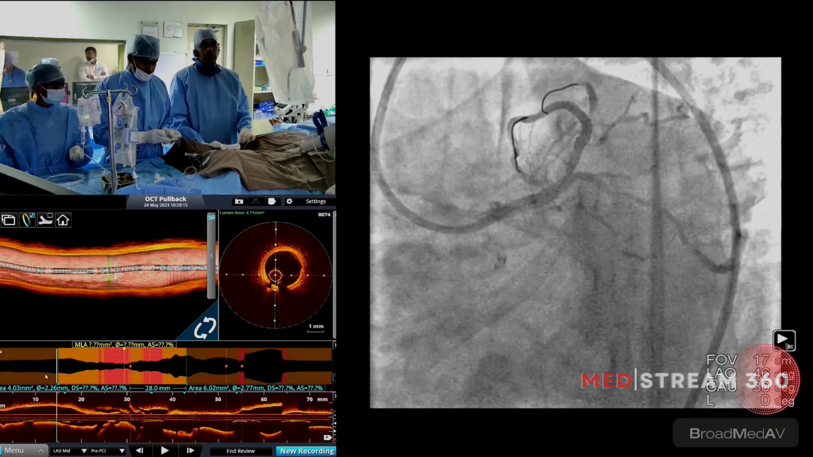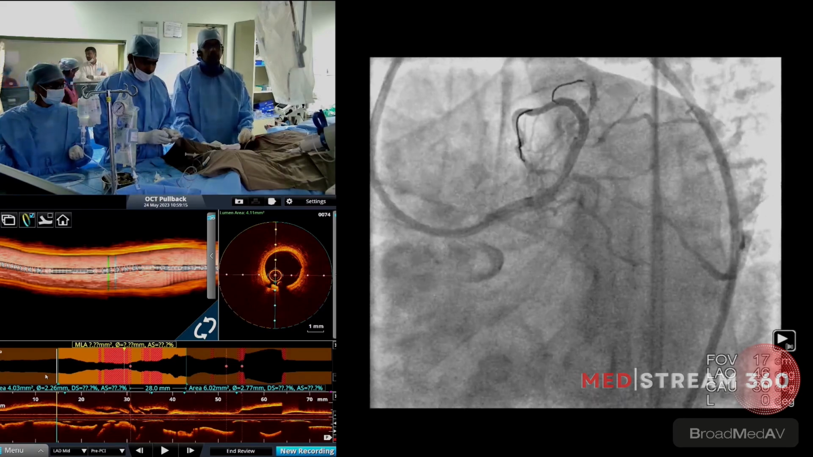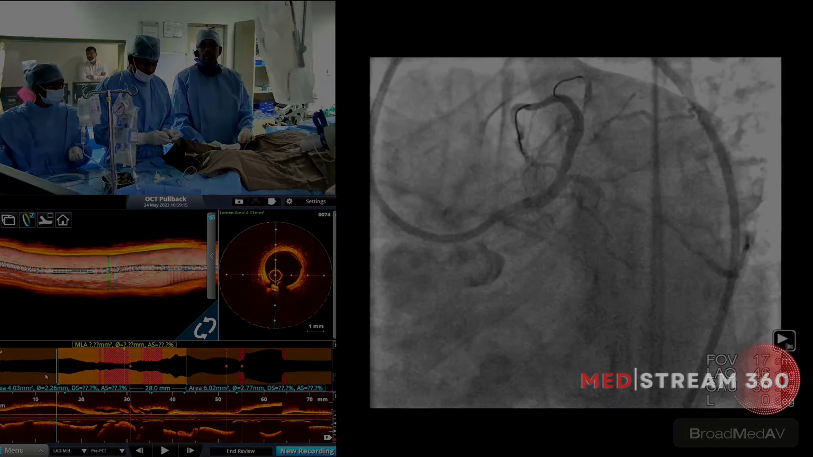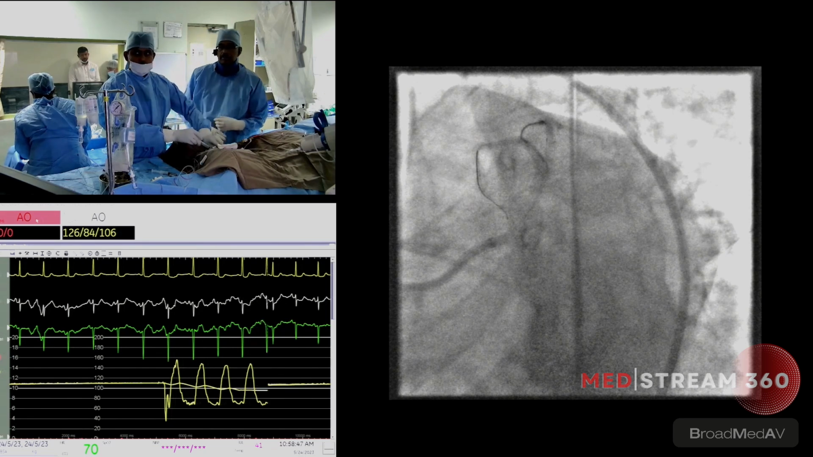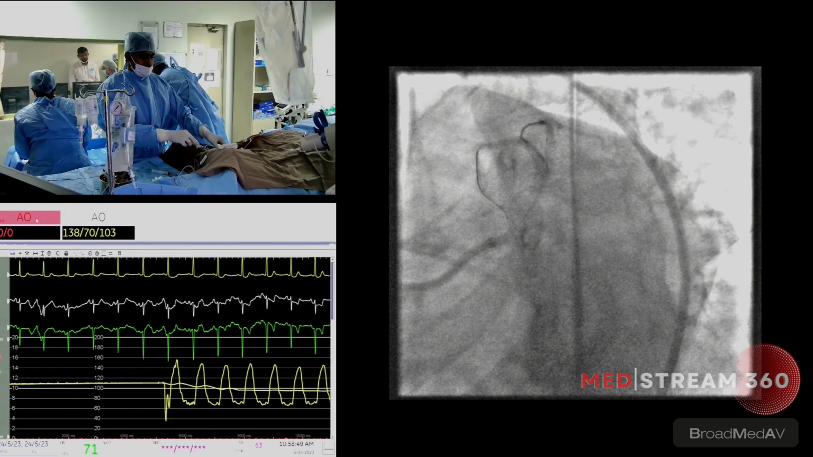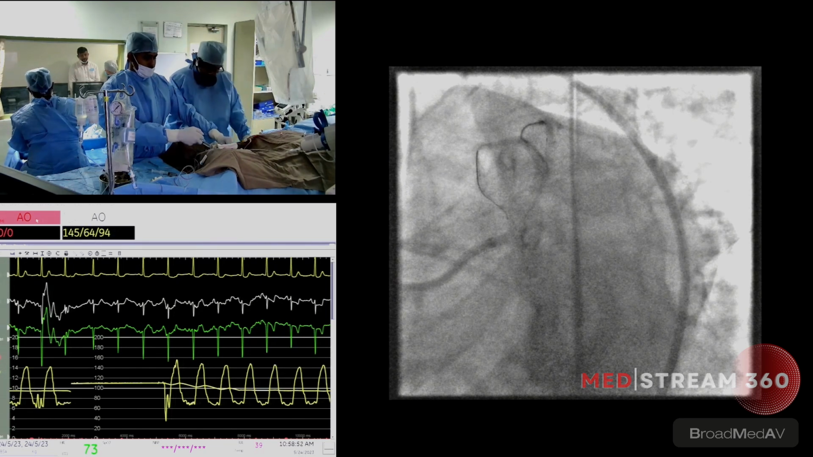So we're just going to do a pot and see if the diagonal flow improves. If not, we'll cross into the diagonal and do a kissing. Sometimes the pot itself will open up the diagonal because the stents will get opposed to the side of the bifurcation. So we can sometimes get a good flow there.